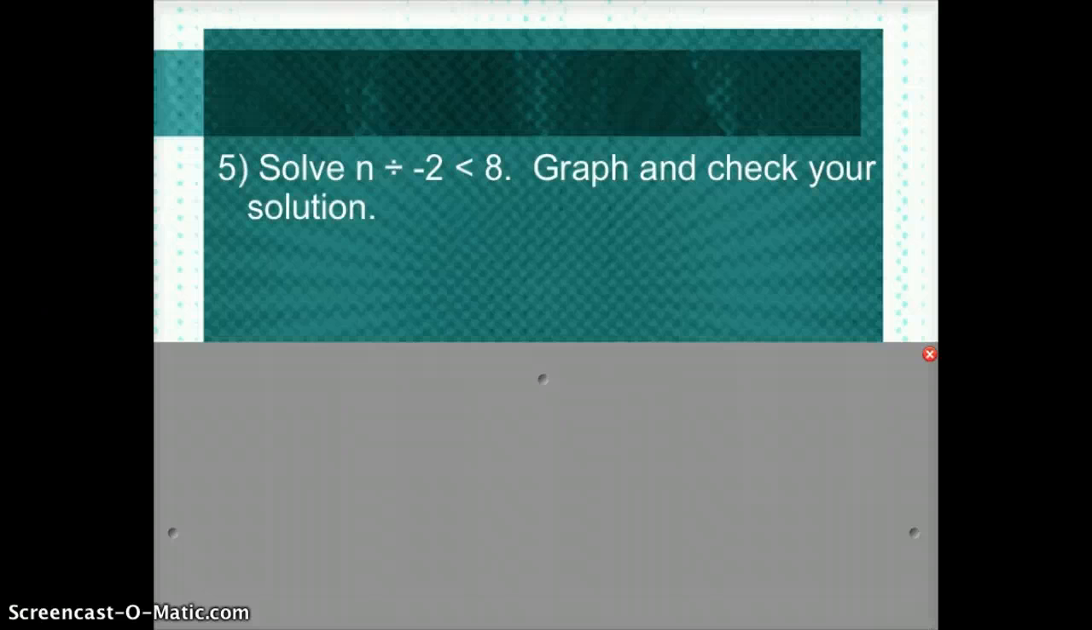Okay, let's try this one though. n divided by -2 is less than 8. So based on everything I've done so far, I'm going to multiply both sides by -2. And then I think those are going to cancel out. I'm going to have n, -16. And based on what I've done so far, I think it's n is less than -16.